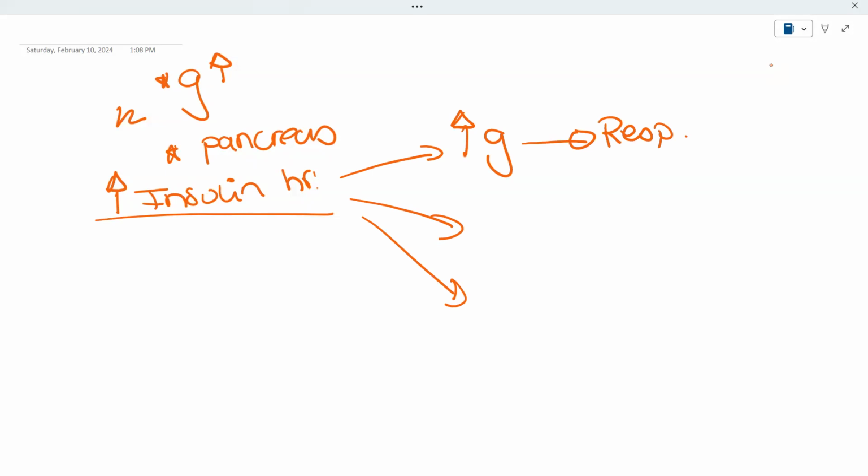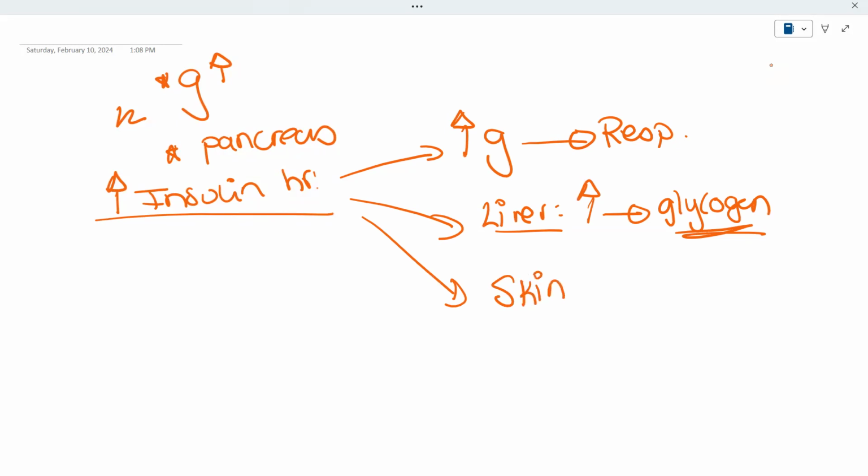If we're not burning, it will go to the liver cells, activate enzymes in the liver, and tell the liver, please take this excess glucose and store it as glycogen, because glycogen is insoluble in water and it is not going to make the cells concentrated and it is unreactive. So we will store it as glycogen. The liver has no more space. The insulin will go to your skin and tell your skin cells, please take this excess glucose and store it as fat under the skin.